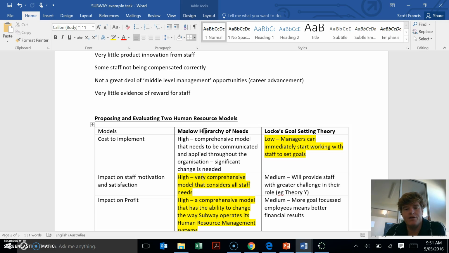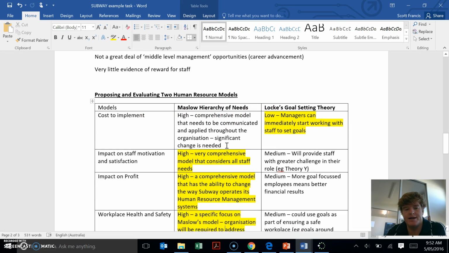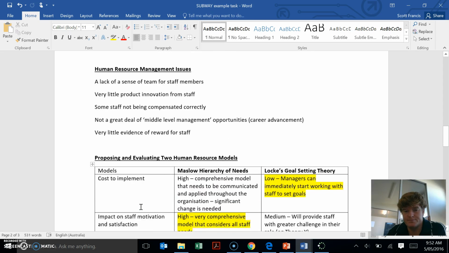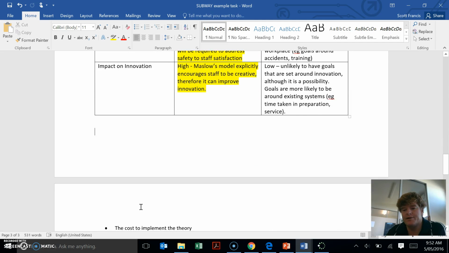Now, you can evaluate the 2 and compare the 2 in a whole lot of ways. I've gone and put together a table. Right? I've said here are the 2 models, Maslow and Locke, and here are the criteria down the left-hand side: the cost, staff motivation, profit, workplace health and safety, and innovation. Okay. Now, I'm being a little bit briefer.